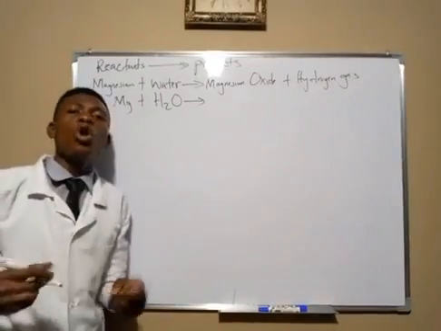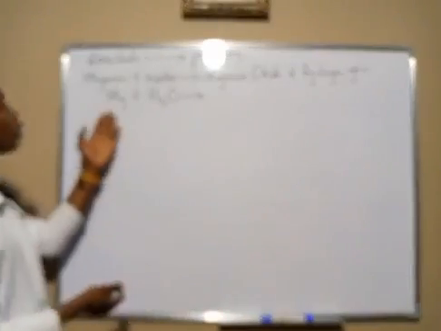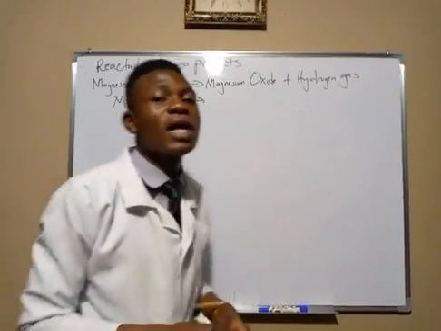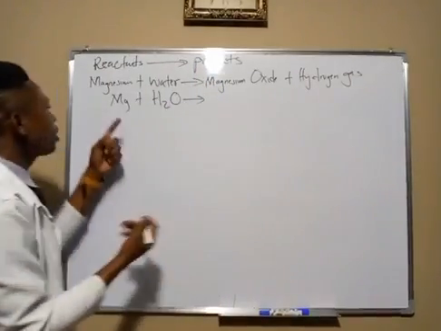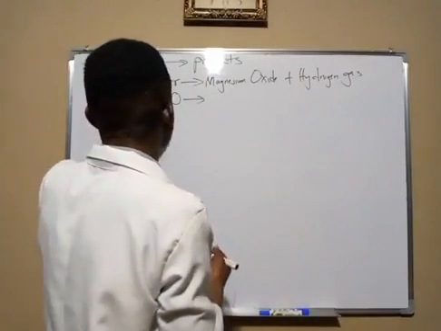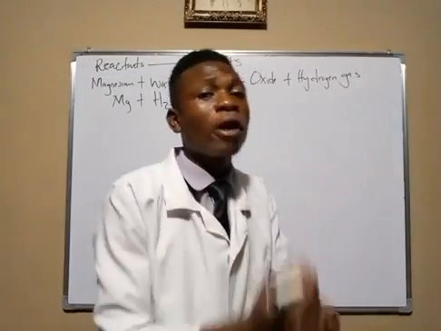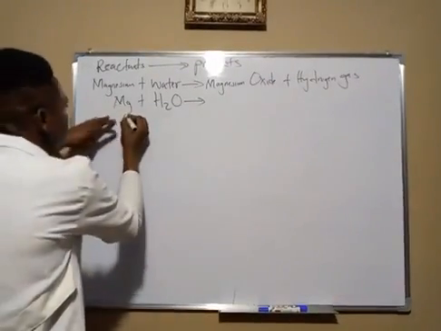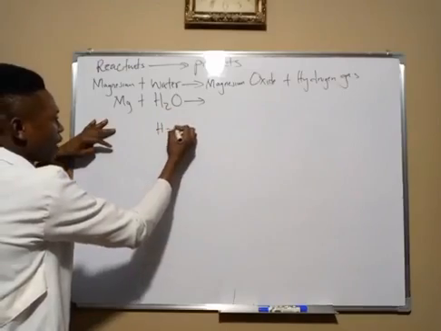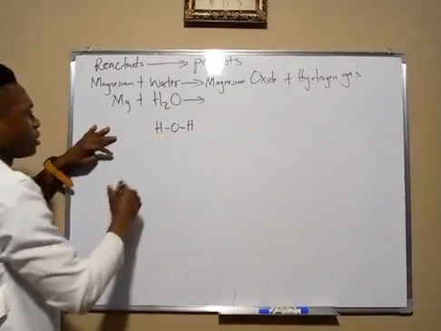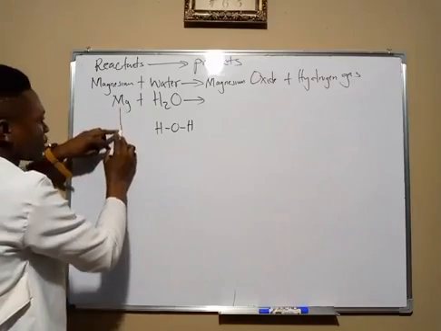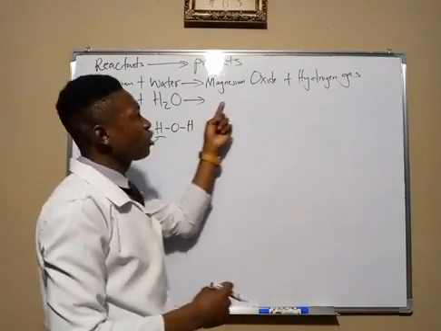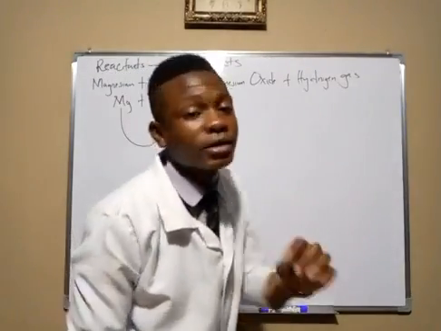So how are you going to know your product? When a metal has reacted with water, it will form a metal hydroxide or a metal oxide plus hydrogen gas. Check here: this is magnesium. The water has two hydrogens. So magnesium will react with this to form a metal oxide or metal hydroxide plus hydrogen gas.